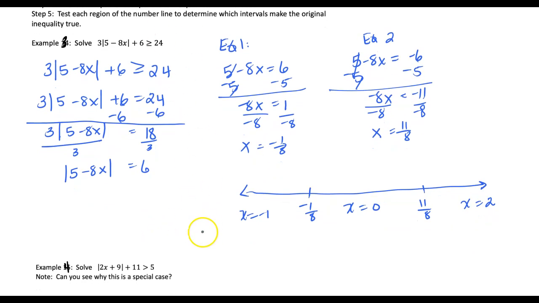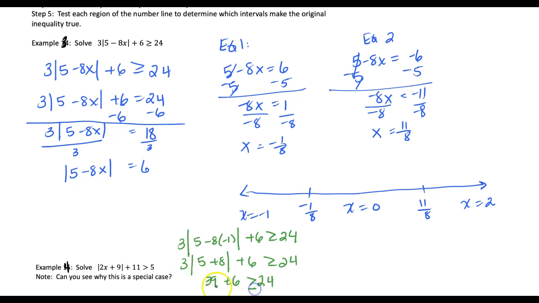So here, checking with the number -1, we have 3 absolute value of 5 minus 8 times -1 plus 6. Is that bigger than or equal to 24? So inside the absolute value, we have 5 plus 8, that becomes 13. And the absolute value of 13 stays 13. Times 3 is 39. And we can kind of see from here that 39 plus 6 is going to be 45, and yes, that is bigger than 24, so we are for sure going to shade in that region. Kind of looking ahead, because of the equal line, we're going to include that -1/8, so whether you do a solid dot or you include the square brackets.